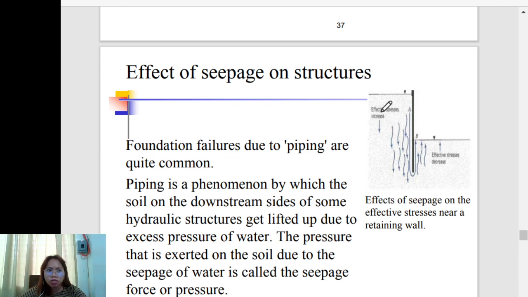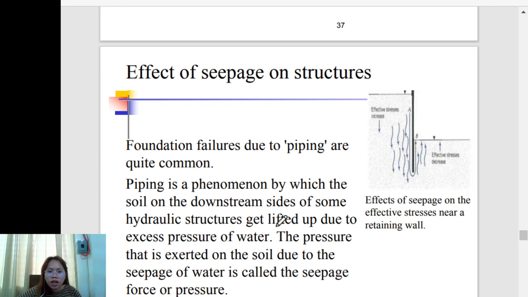As I've said, the water is the number one enemy of the structure, no? Piping is a phenomenon by which the soil on downstream sides of some hydraulic structures gets lifted up due to the excess pressure of water. The pressure that is exerted on the soil due to the seepage of water is called the seepage force or pressure. Effects of seepage and effective stresses near a retaining wall.